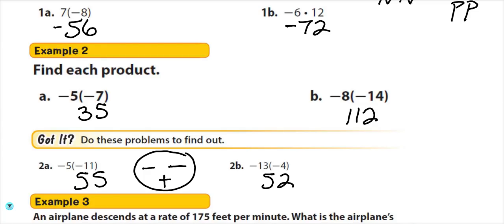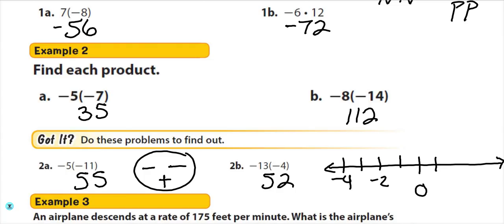Now, let me actually demo really quick why this is a positive, because this is where people get confused. Let me show you this real quick. Let me draw a really quick number line, and we're going to do negative 4, negative 3, negative 2, negative 1, 0, 1, 2, 3, 4.